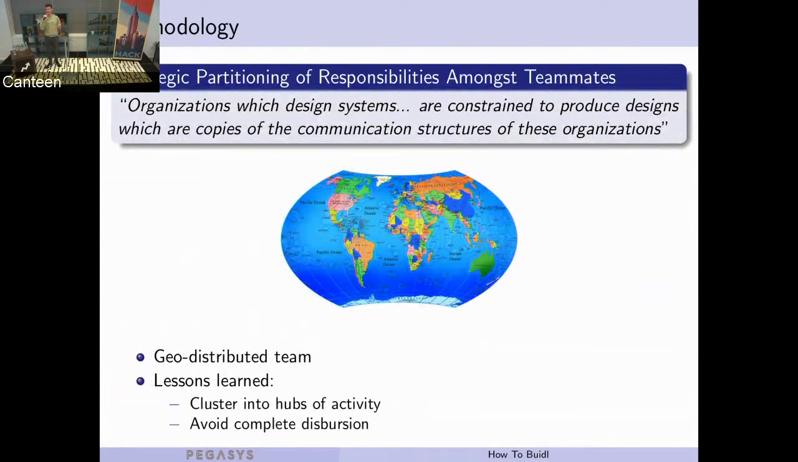One component of our team that is important is that we're totally geo-distributed. So we're based all around the world. Some lessons learned from this is that you should try to cluster people in hubs of activity. Initially we had people in California, New York, Berlin, and Australia, some of whom were working on the same team, but they had very little overlap in work hours. And so miscommunications were more likely to occur under these conditions.